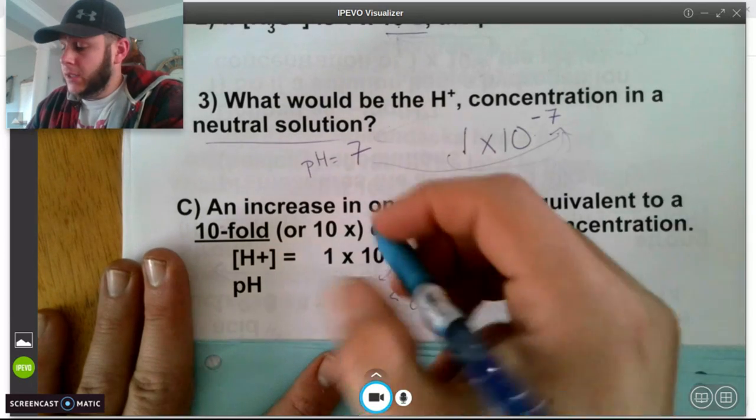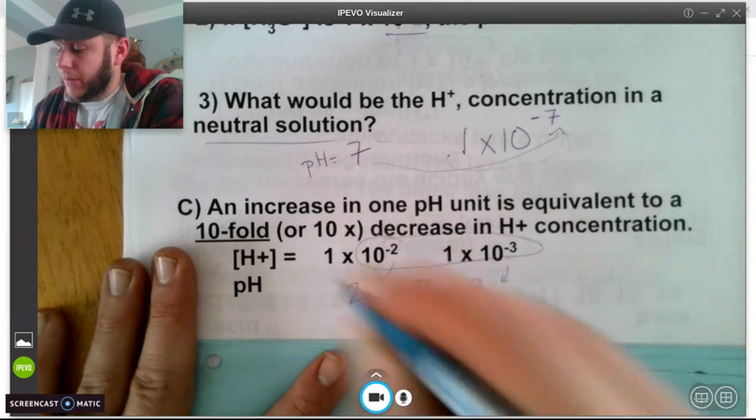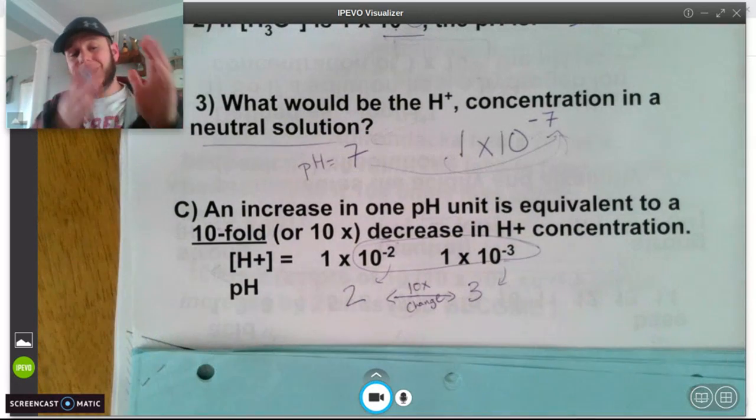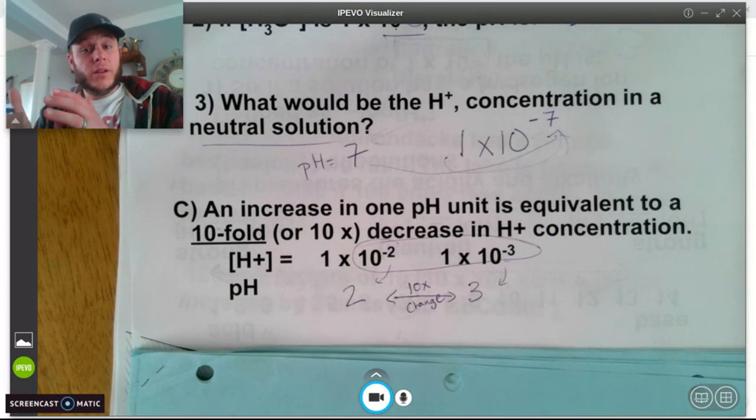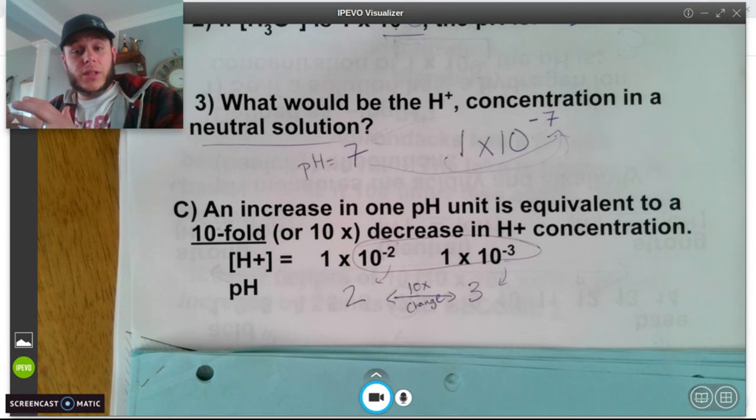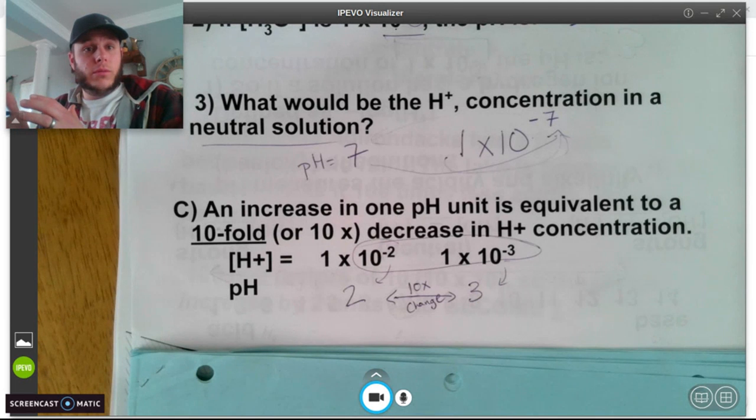The reason is because the difference between 10 to the minus 2 and 10 to the minus 3 is a 10 times change. It's either 10 times greater if I'm going from minus 3 to minus 2, or 10 times less if I'm going from 2 to 3.